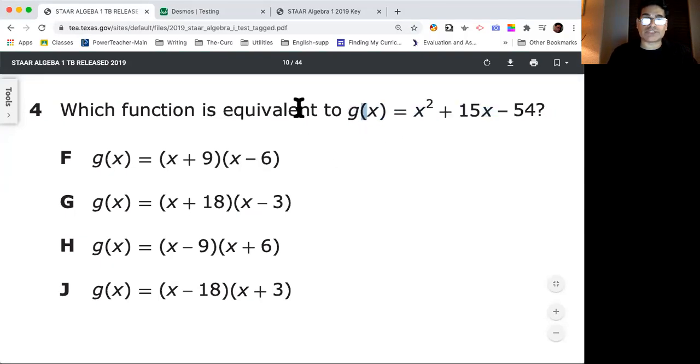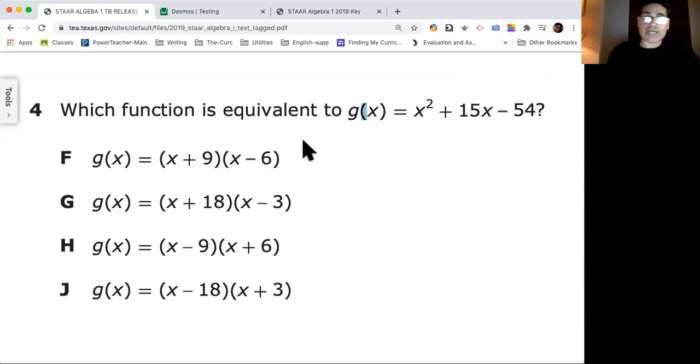Because what are we doing here? We're factoring it out. So do you have to factor it out? It would be helpful if you learn how to do that, but we're going to let Desmos do a lot of the hard work for you.